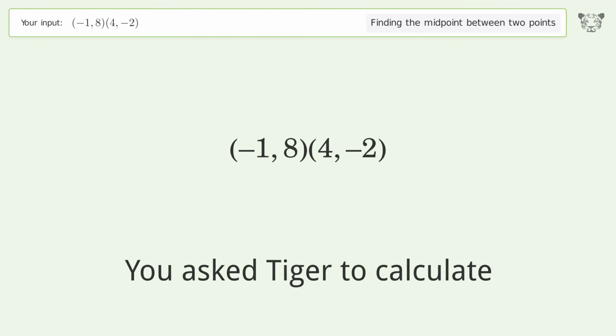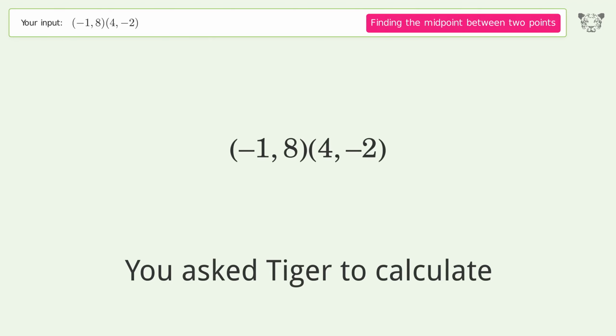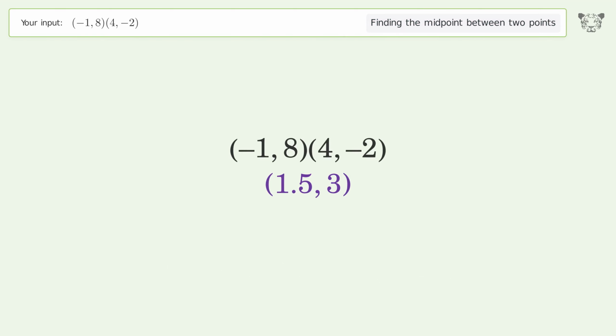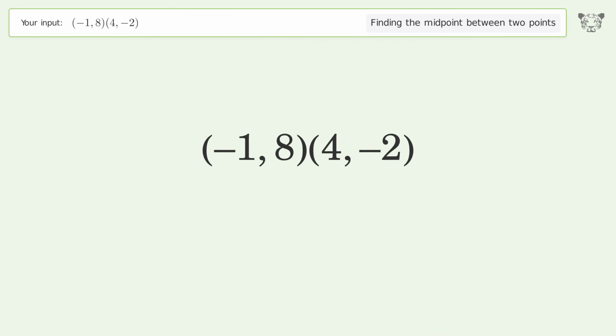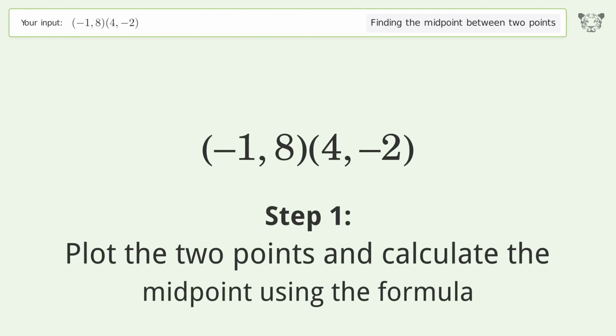You ask to calculate. This deals with finding the midpoint between 2 points. The midpoint between the 2 points is (1, 3). Let's solve it step by step. Plot the 2 points and calculate the midpoint using the formula.